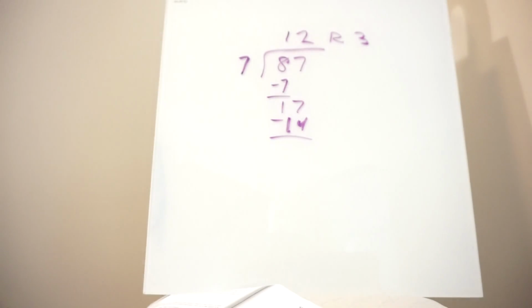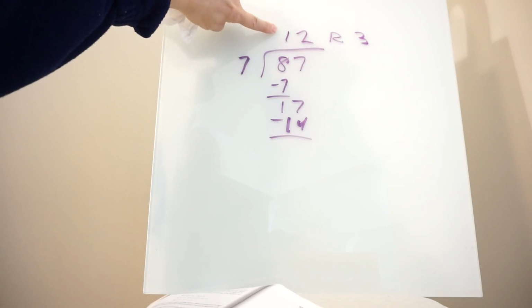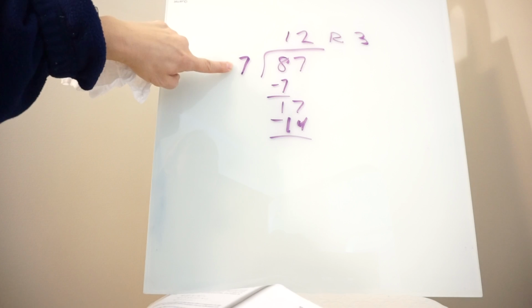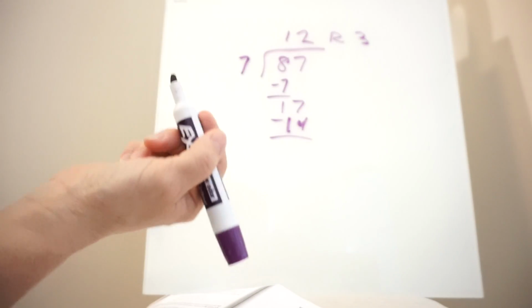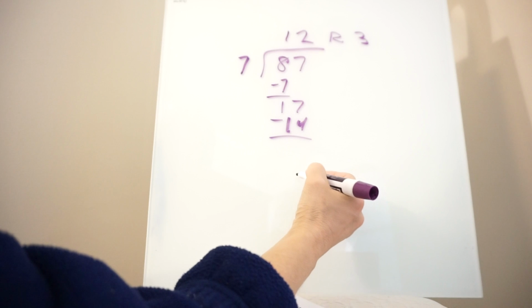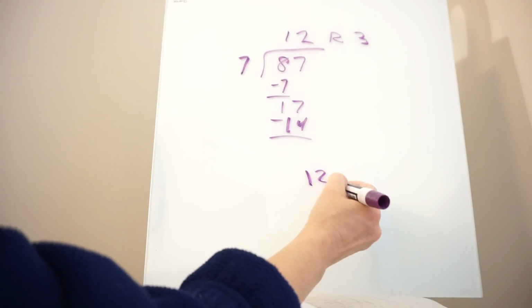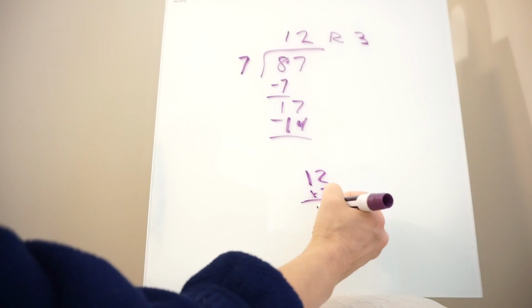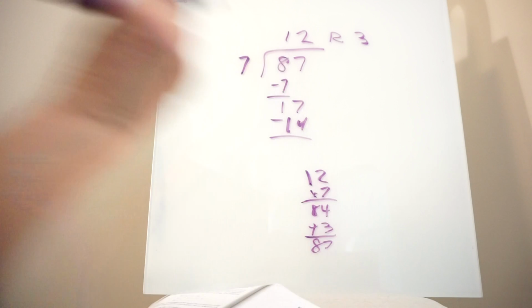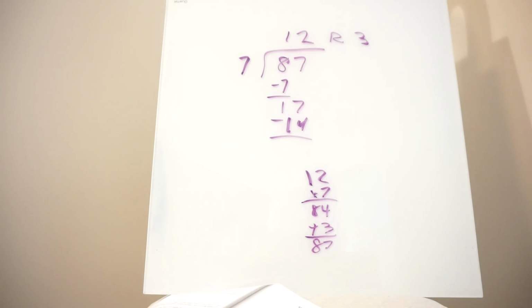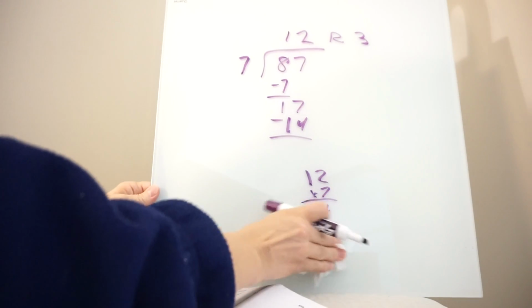So 7 goes into 87 once, we multiply, we subtract, goes into that twice, and we have a remainder of 3. Now you know that whenever you've divided, you can take your quotient, multiply it by the divisor, and then add the remainder, and you should get your original number, your dividend. So if we do 12 times 7, we get 84, and then we add the remainder and we get 87, which was our original number.